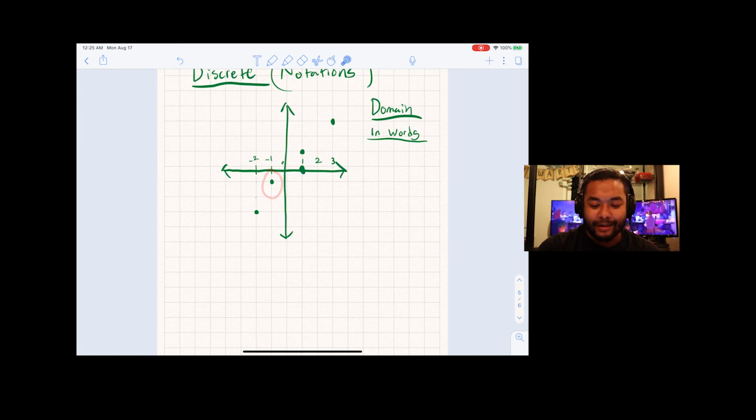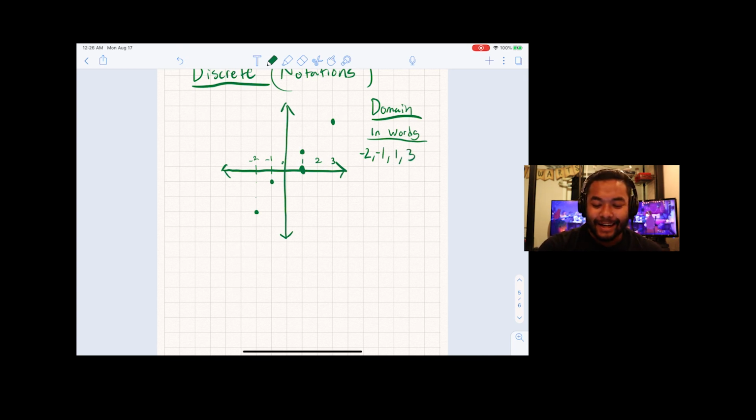Here we have an x value of -1. Here we have an x value of 1, and also here we have an x value of 1, and here we have an x value of 3. So I'm literally just going to say the domain is -2, -1, 1, and 3.